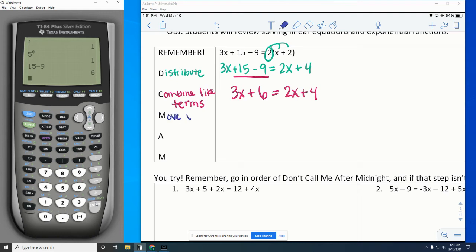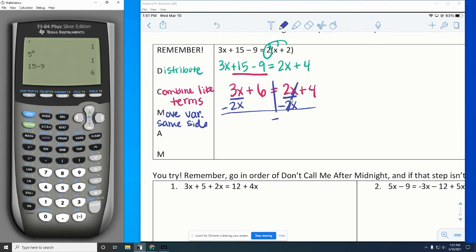The first M is for move the variables to the same side. So I have a 3x and a 2x. They are on opposite sides of the equal sign. So I'm going to move them to be on the same side. It doesn't really matter which one you move. I always move the smaller one. And remember, it doesn't matter which one you move, but it does matter that you move it correctly. So when you switch sides, you switch signs. So on the right side, it's going to cancel. And on the left side, we have 3 minus 2 for a positive 1. And you don't have to put that plus sign there if it confuses you.